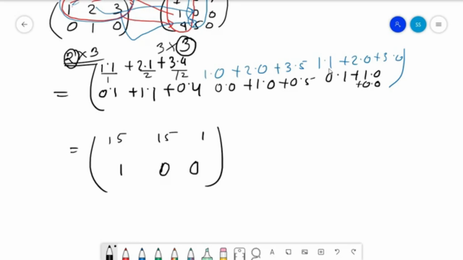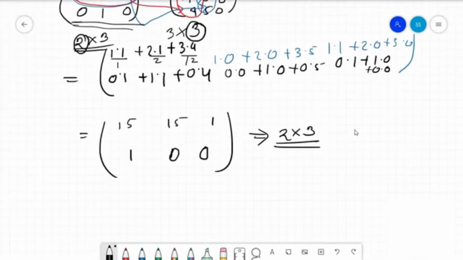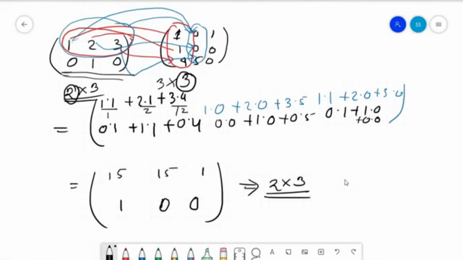So you can see that this matrix has an order of 2 times 3, as guessed from the structures of the previous matrices, that is the matrices we want to multiply. So this is how you can do matrix multiplications.